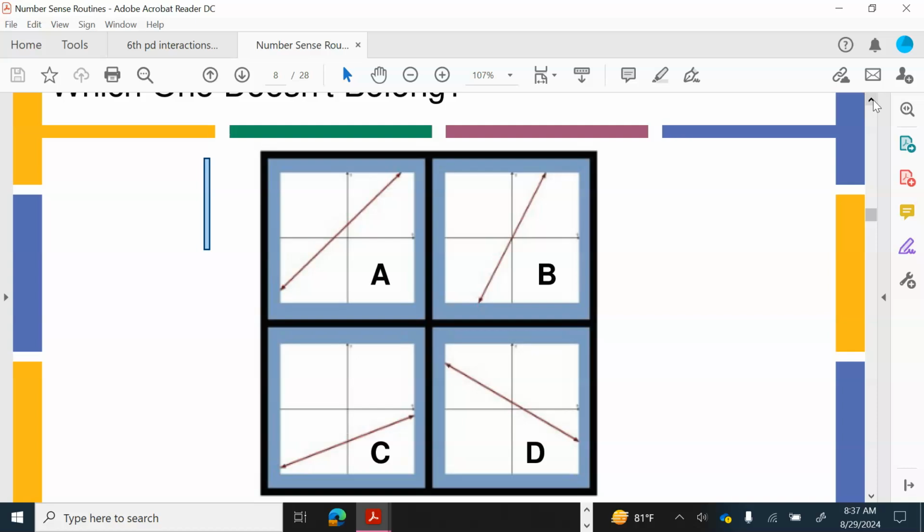I was thinking about this one as it has a positive y-intercept and it's higher than this one, so it has a different y-intercept than that one. That could also be why it doesn't belong. Any other thoughts before we get into our notes?